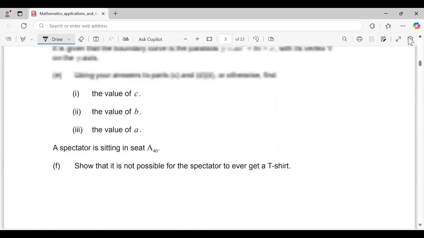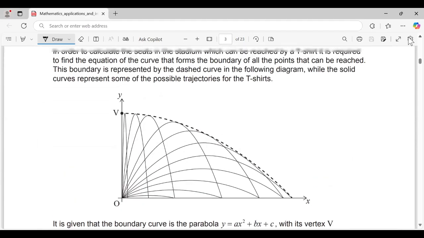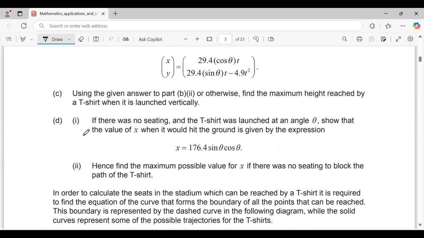Next question, part D. 1. If there was no seating and the dessert was launched at an angle theta, show that the value of x when it would hit the ground is given by the expression x equals 176.4 sine theta cosine theta. And 2, hence find the maximum possible value for x if there was no seating to block the path of the dessert.